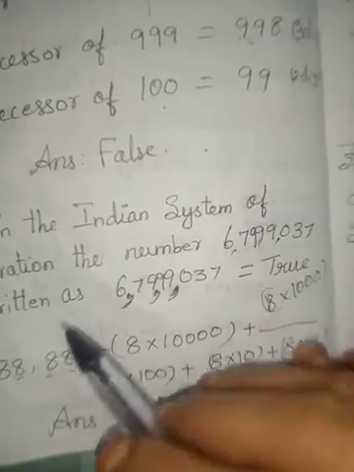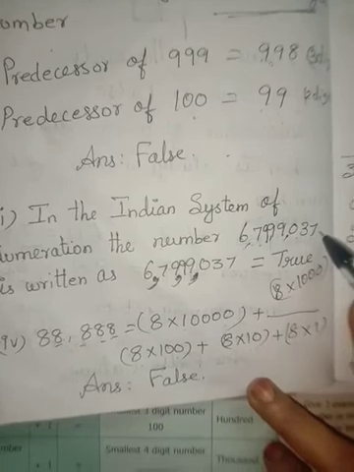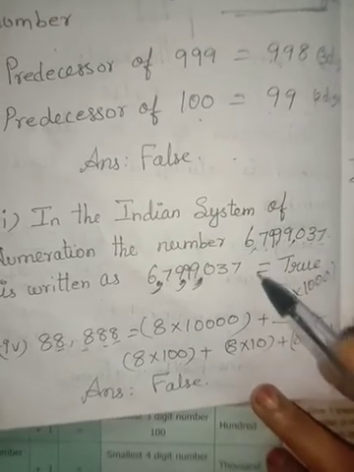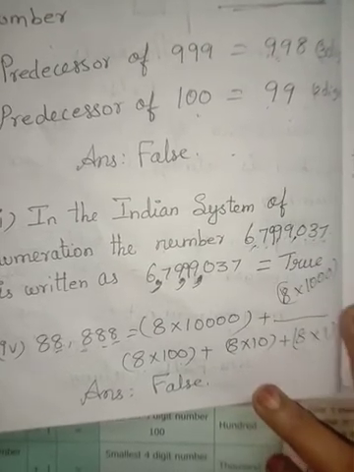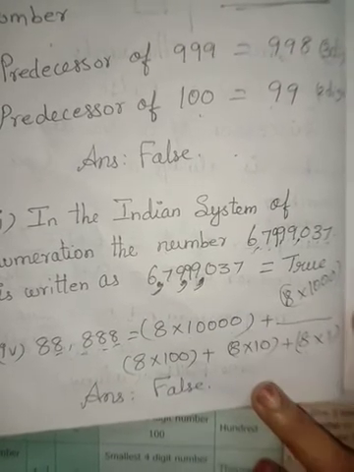Then the Indian system of numeration, the number 6799907. In the Indian system, we should put the commas first after 3 digits from right to left and then after two digits.